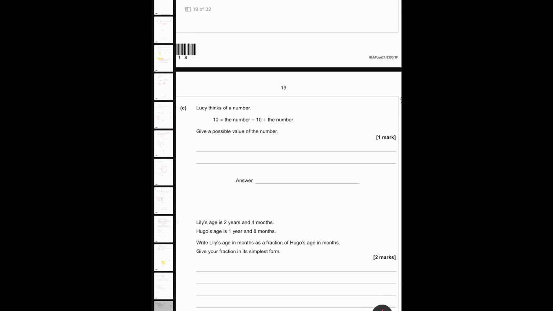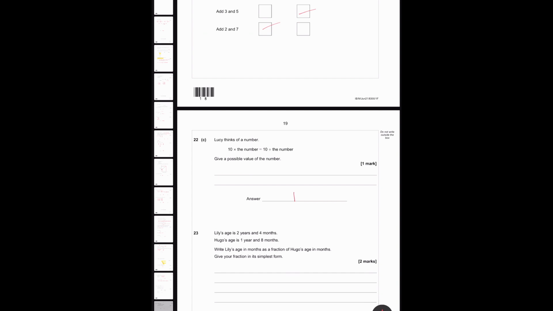The final part of the question says that Lucy thinks of a number. When multiplied by 10, we get an answer that is the same as the answer we get if we divide 10 by that number. What is the number? The trick here is to think of a number that when we multiply or divide by, it doesn't change our number. There is only one number that does this, and that is the number 1. So our answer is 1.